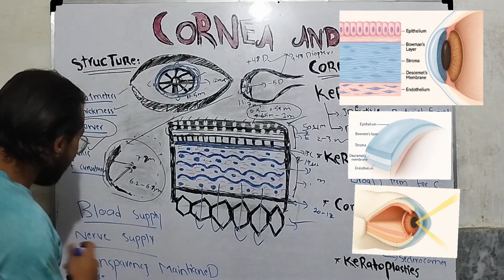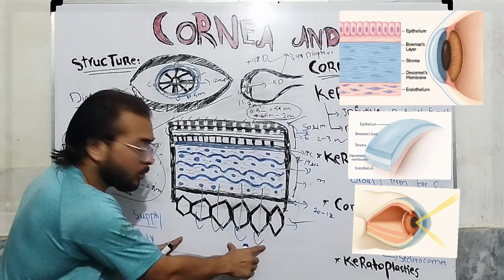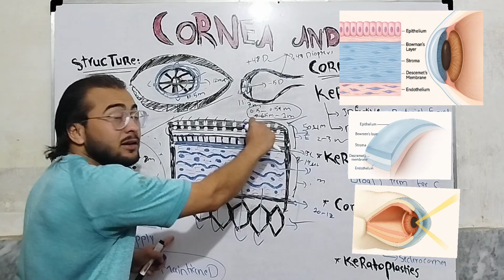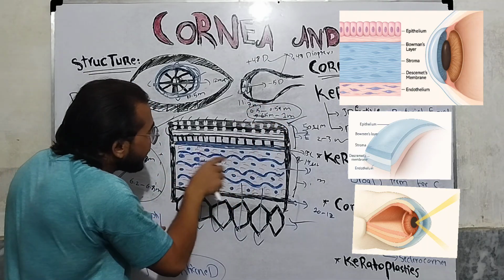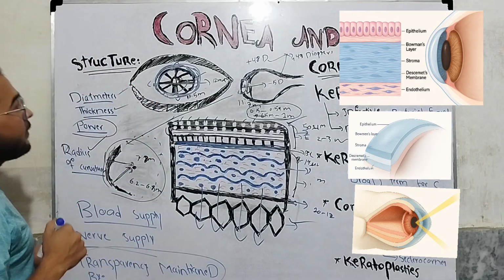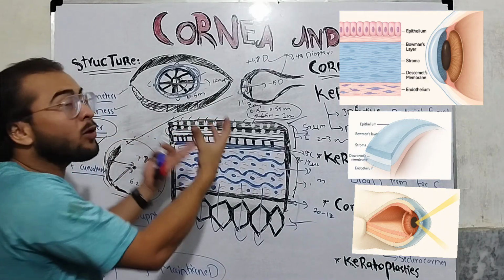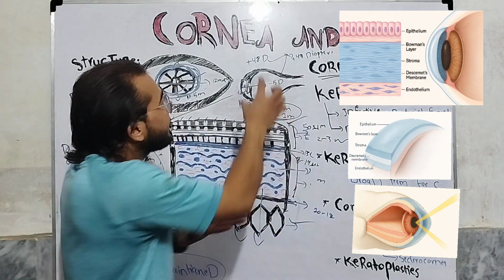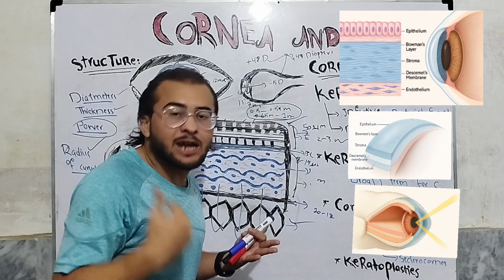Okay. So the transparency is maintained by the pumping system of the endothelium, by the proper arrangement of epithelium, and by the proper arrangement and orientation of collagen fibrils and keratocytes. What is the function of cornea? We know that cornea is a powerful natural lens which has an average power of plus 43 diopters. Okay.